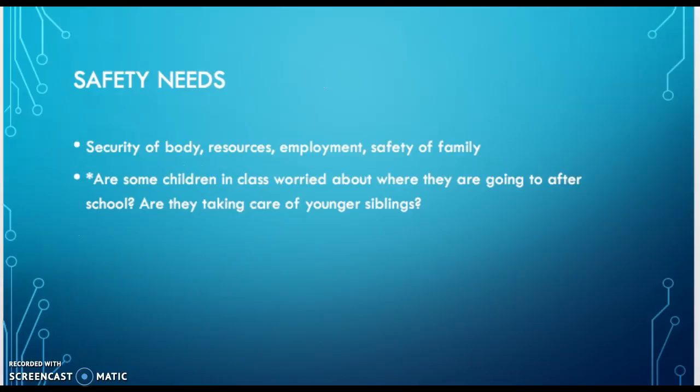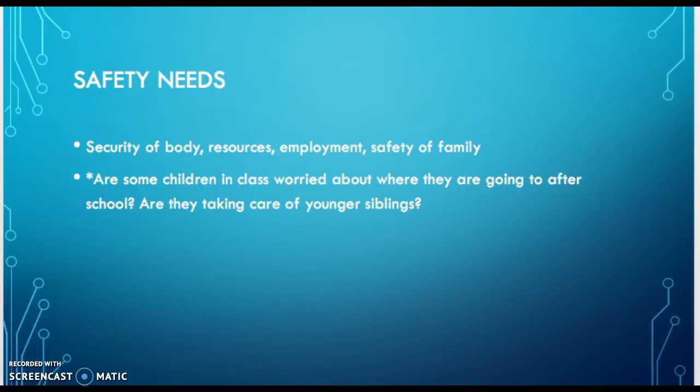And that leads to the next level of needs, which is safety needs: the security of body, resources, employment, and the safety of family. Are some of the children in our class worried about where they're going to go after school? Is it a home they feel safe in? Is it even a home at all? Is it somewhere else? Are they going to feel safe there? Are they homeless?